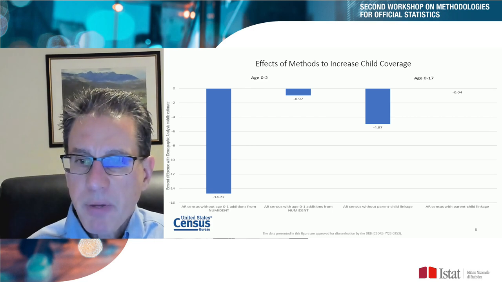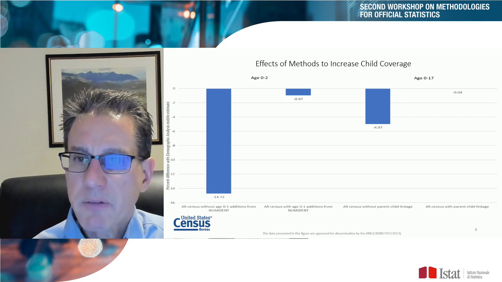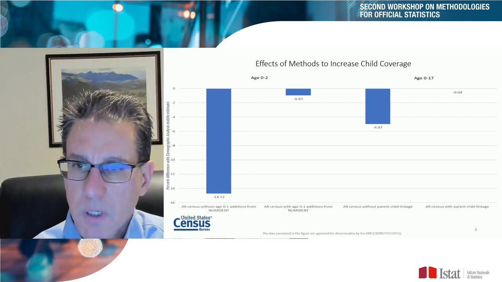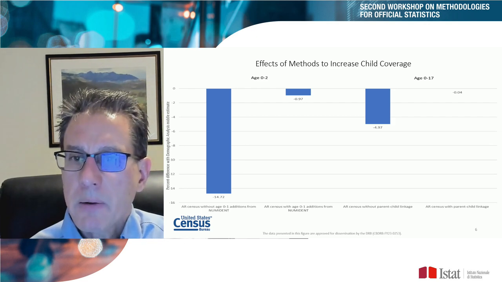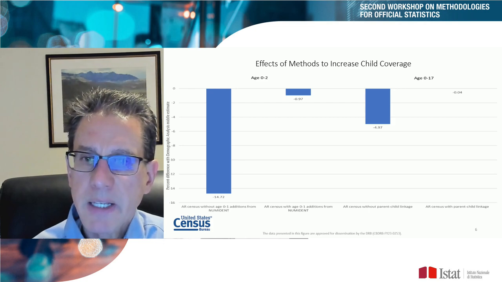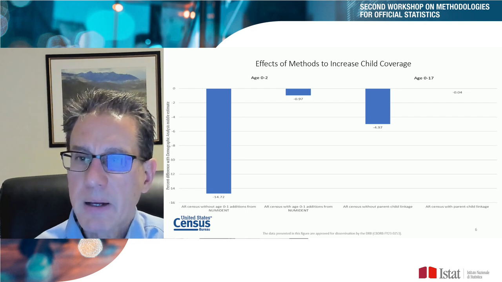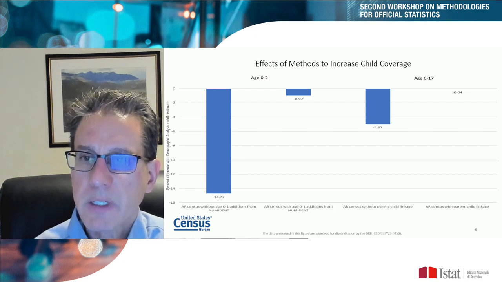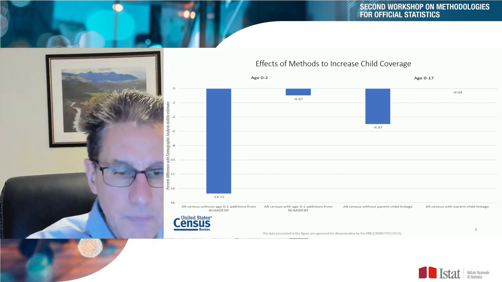And then as far as the parent-child linkage method goes, and we were doing that for all children, not just young children, the deficit with the demographic analysis goes from minus 5% to basically zero. And so that seems to be quite effective at least counting the children, maybe or maybe not in the right places. Next slide, please.